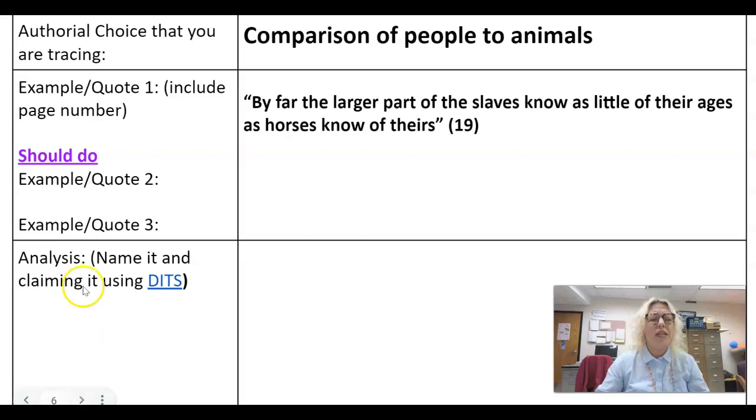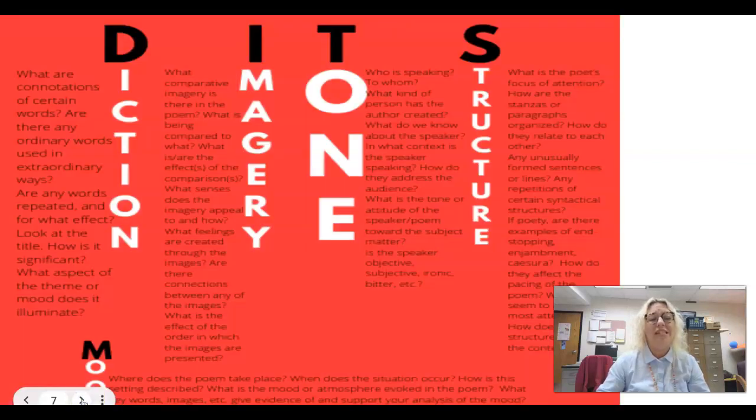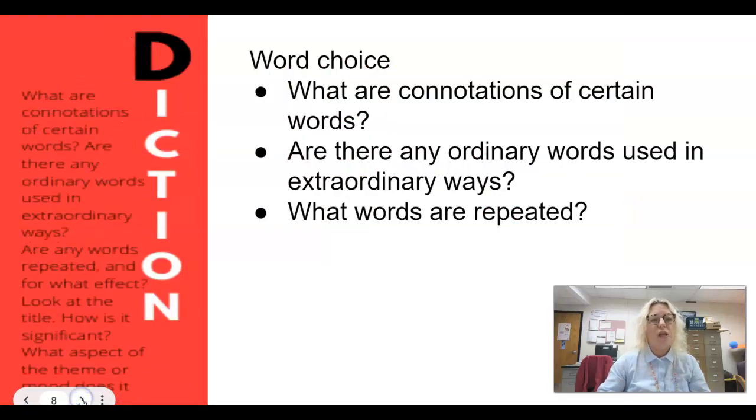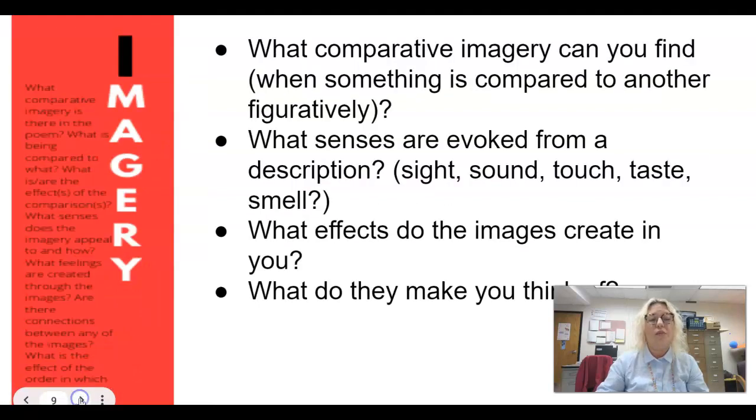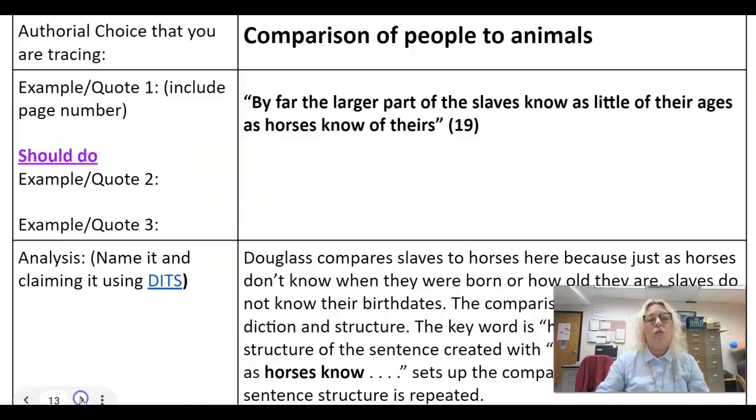But now I need to do some analysis. This is a name it and claim it, and this has to do with DITs. What is DITs? Diction, imagery, tone, and structure. I'll make another video that goes into more detail about what these are. But diction is word choice, and I noticed that this plays a role in the quote because of the word horses. So I'm going to skip these other slides and go back to the analysis.